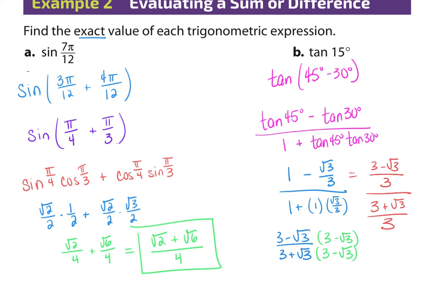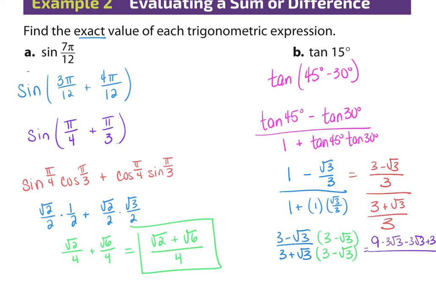On the top, you're going to FOIL it. 3 times 3 gives me what? 9. 3 times negative square root of 3 is negative 3 square root of 3. 3 times negative square root of 3 is 3 square root of 3. And then negative square root of 3 times negative square root of 3 is just positive 3, right?